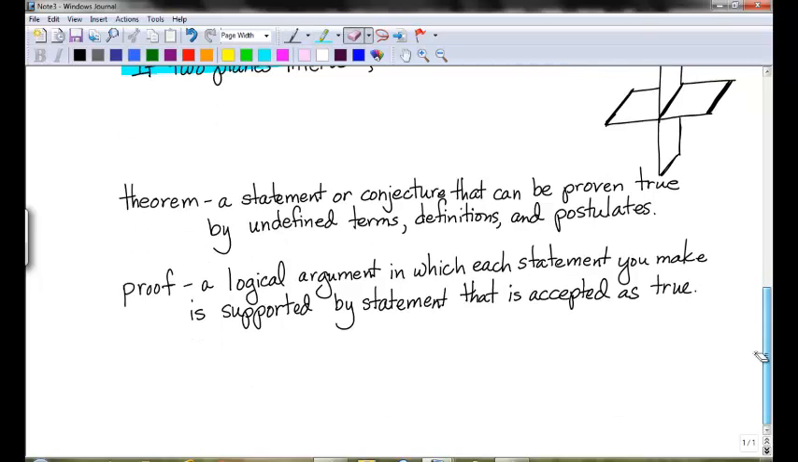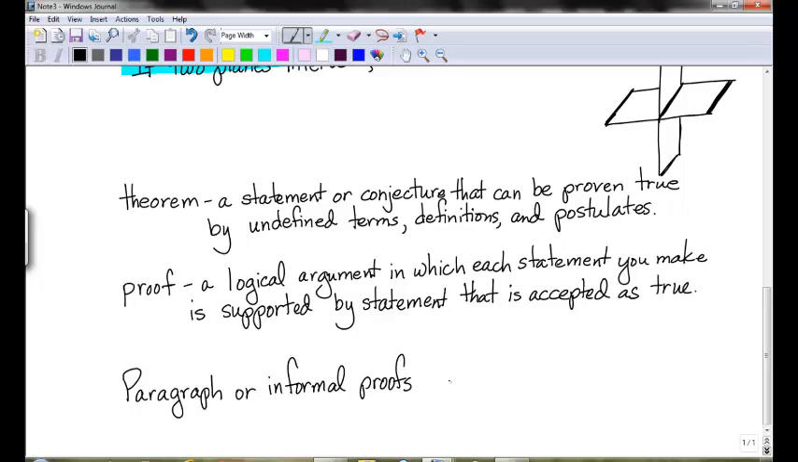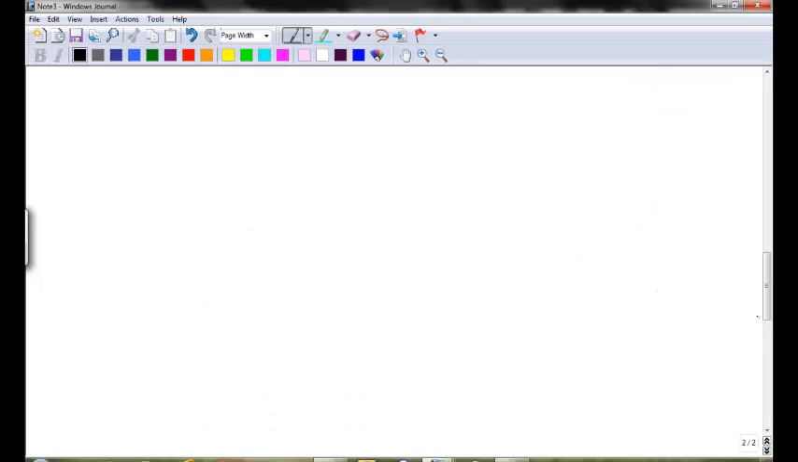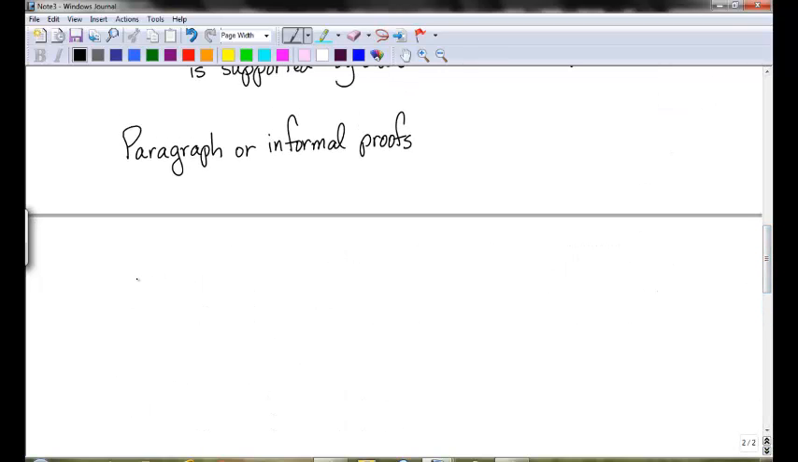Now, in your book, they talk about paragraph proofs, or what they call informal proofs. We're probably not going to do much with that. Most of the proofs we're going to do in here are going to look like this.